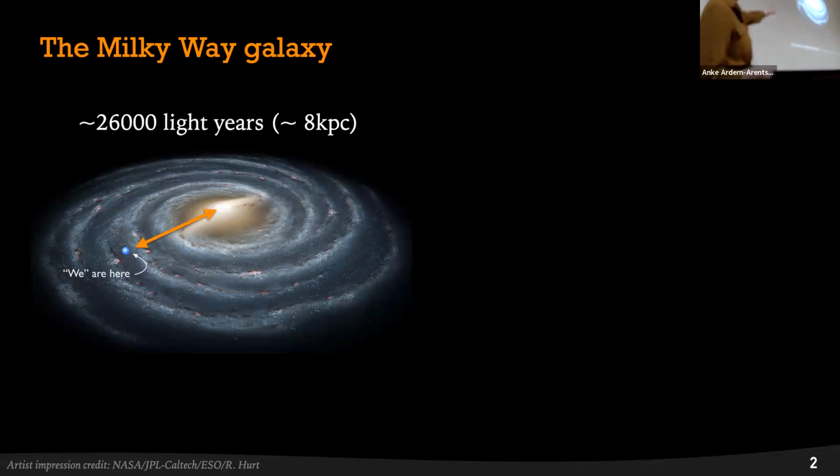The distance from the sun to the center is about 26,000 light years, but astronomers typically don't use light years. We use a different unit, which is the kiloparsec, with about 3 light years in a parsec. But all that matters for this talk is the relative scale. So we're about 8 kiloparsec from the center here.